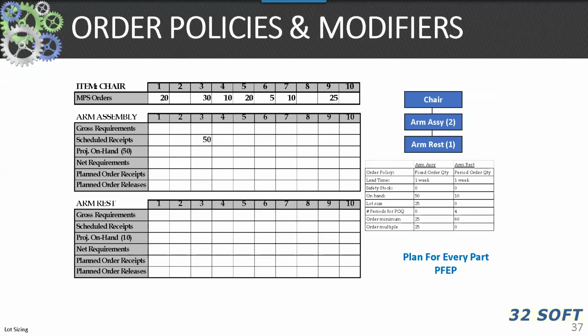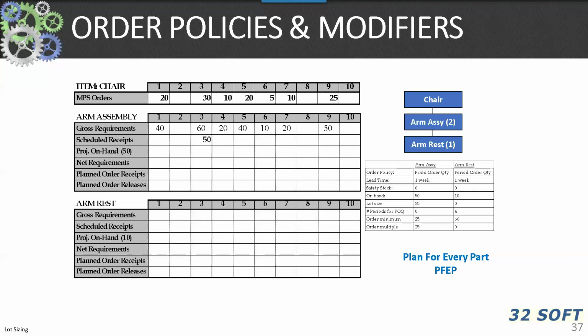Just to illustrate the number of permutations MRP calculations can have, here we see a chair with an arm assembly, 2 arm assemblies, and for every arm assembly, you've got 1 part number, along with the lead time, safety stock, lot size, and minimum and maximum order quantities. This is what is referred to as PFEP, a plan for every part.